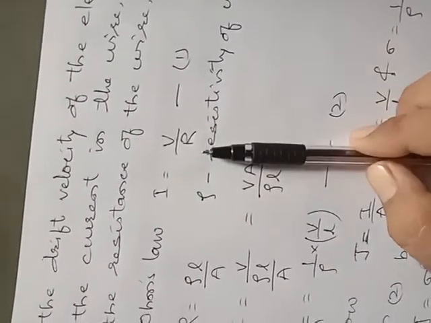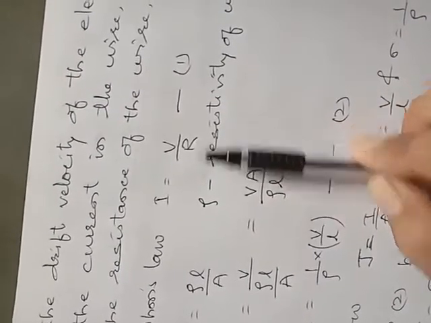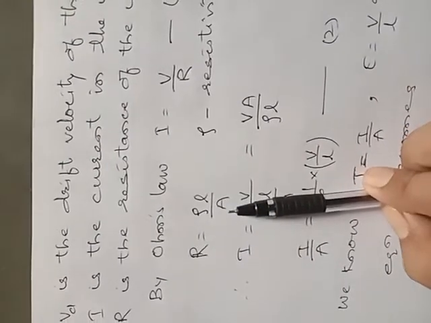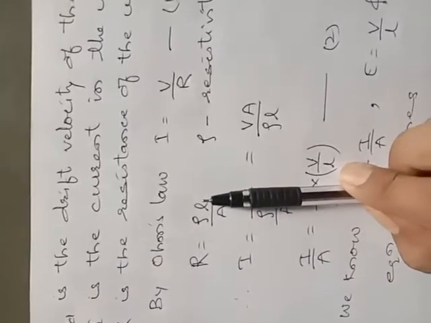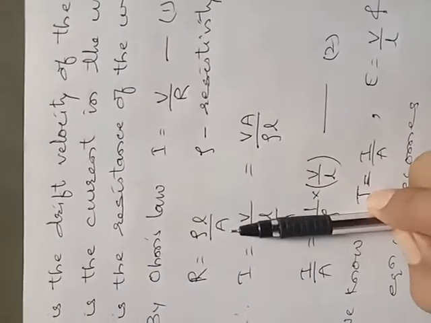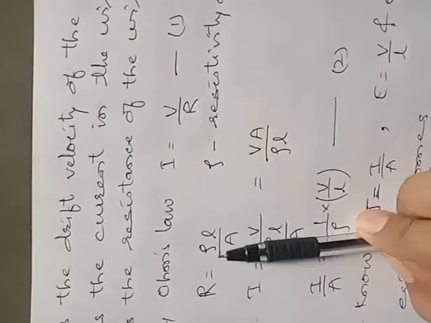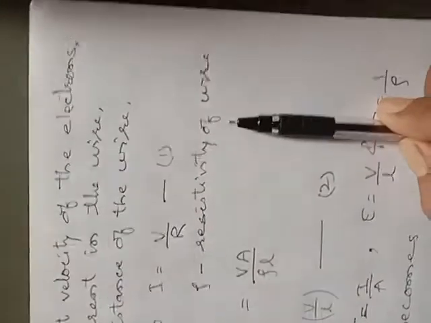Now we have already derived the formula for resistance R. What is the formula for resistance R? Rho L by A, where rho indicates resistivity, L indicates the length of the wire, and A indicates the area of cross section of the wire. So R is equal to rho L by A. Here rho is the resistivity of the wire.